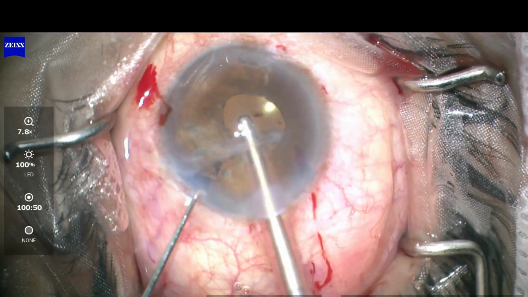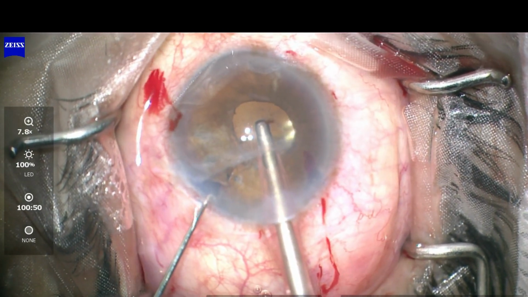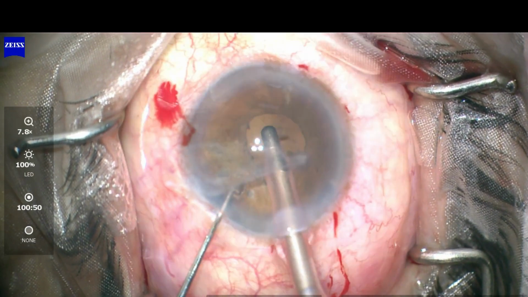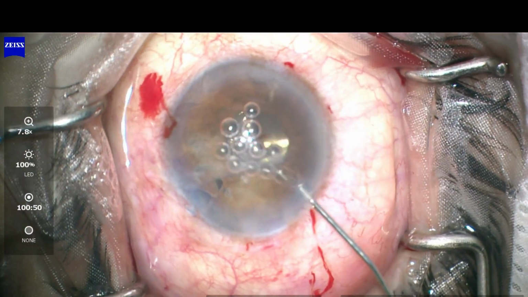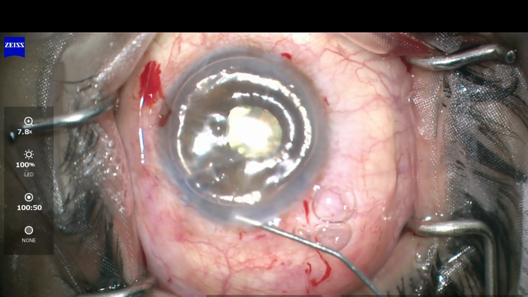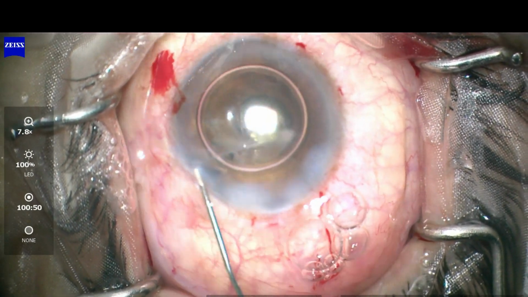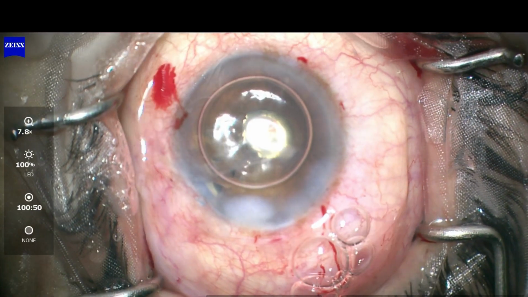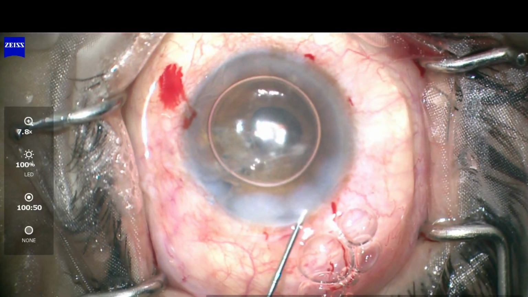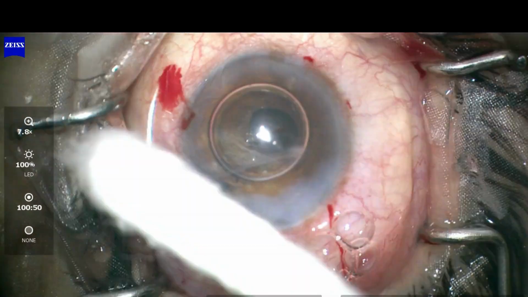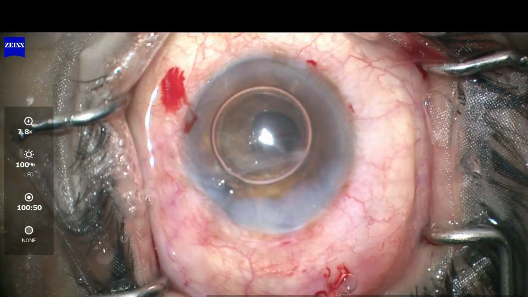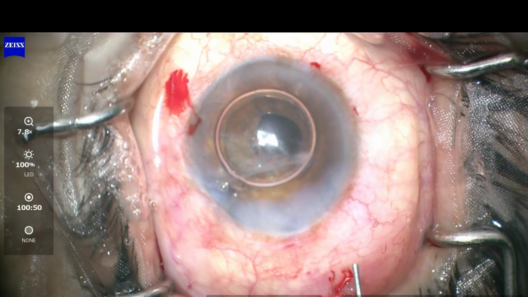Next, the viscoelastic substance is being removed from the anterior chamber using a coaxial irrigation aspiration probe. Air is being injected. All wounds are hydrated. That finishes the case. On post-op day 1, the patient gained an uncorrected visual acuity of 6/12. Thank you.